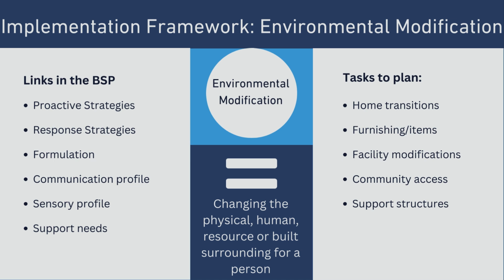So in terms of tasks that you might plan out for implementation, you could be looking at home transitions. You could be looking at furnishing or items in the person's home. You could be looking at modifications to the facility in terms of fixed or portable modifications. You could be looking at community access and support. And you could be looking at the support structures around the person in terms of one-to-one supports, activity supports, home and living.